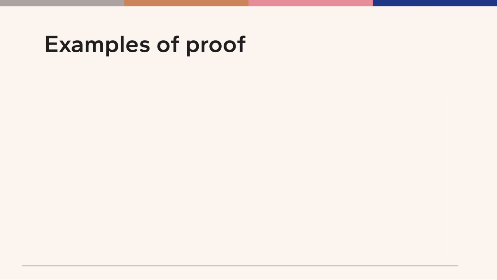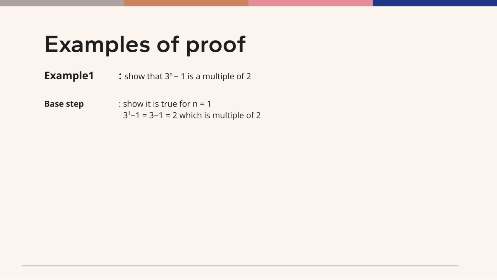In order to get to know more about induction, we should be able to visualize something. Our first example, we need to show that 3 to the power of n minus 1 is a multiple of 2. So as you know, the base step, we have to show that it is true for n equal to 1. If we substitute the number in, we'll get 3 to the power of 1 minus 1, which equals 3 minus 1, and the result is 2, which is, of course, a multiple of 2.